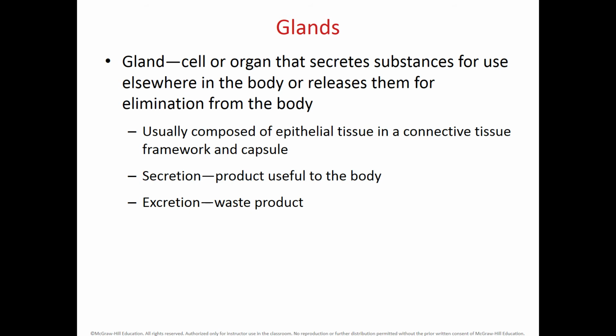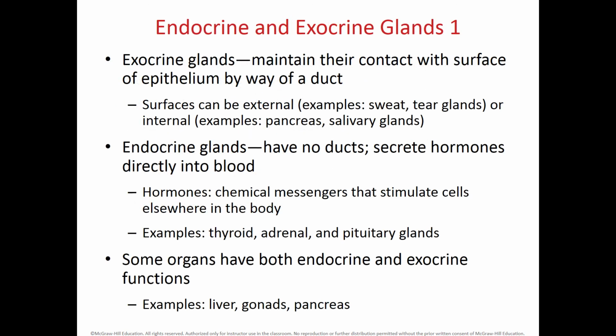Functions of glands then, again, will be secretion, that are products useful to the body, and excretion, which are substances that are not useful for the body, so they are waste products. According to where the gland secretes its secretion, it will be classified into exocrine or endocrine.